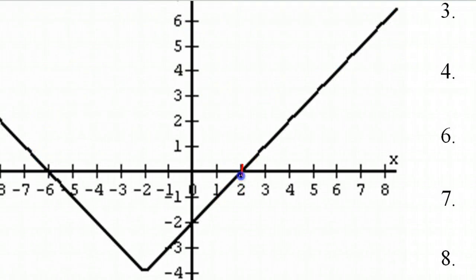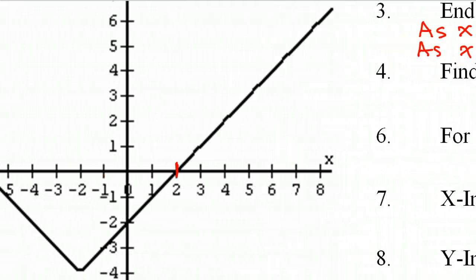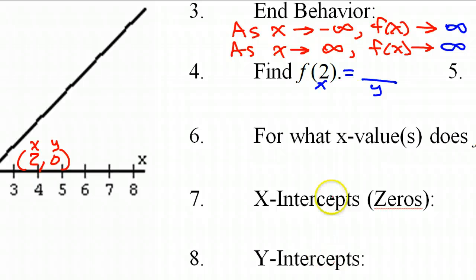So here's an x value of 2 right here. At an x value of 2, the function is right on the line here. So this is the point 2 comma 0. So at an x value of 2, the y value is 0. So f of 2 equals 0. In other words, we've got the point 2 comma 0.